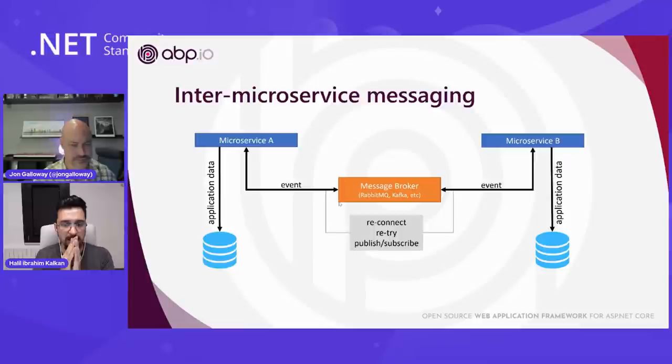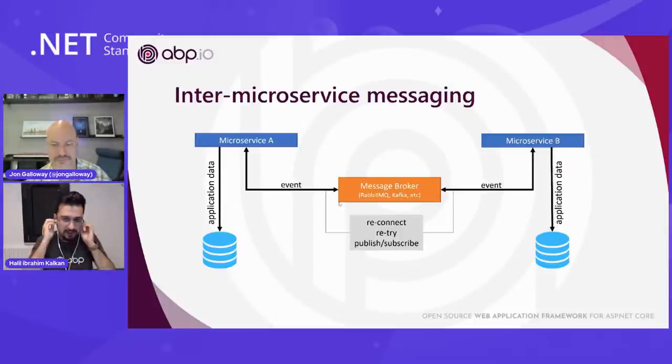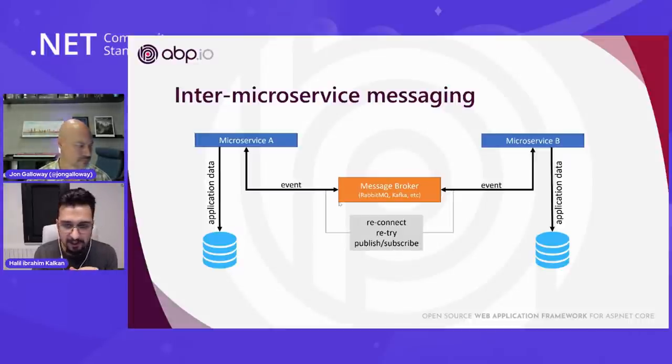What is the problem here? The essential problem is the infrastructure. If we don't use a pre-built solution for that, we should deal with reconnection problems, retry problems, and dealing with low-level APIs of the RabbitMQ client library for publishing and subscribing to events. If you check the source code of a serious project, you see a lot of abstractions around this event system. So ABP solves all these problems.